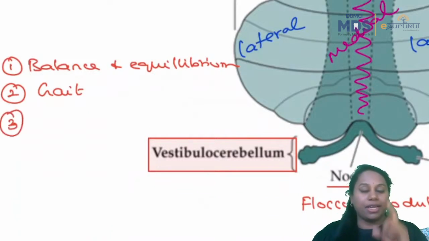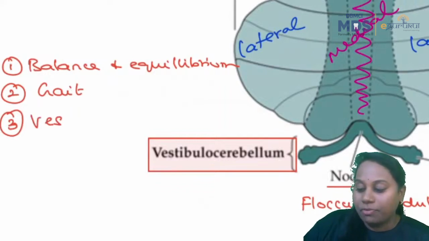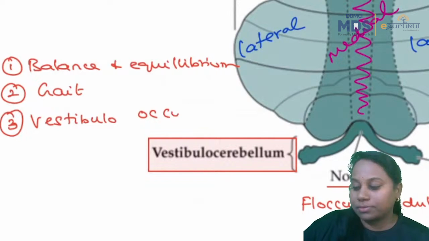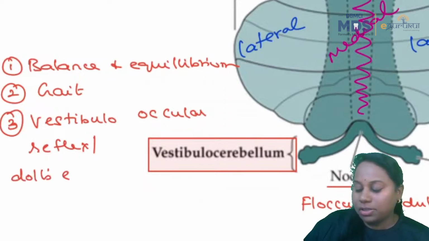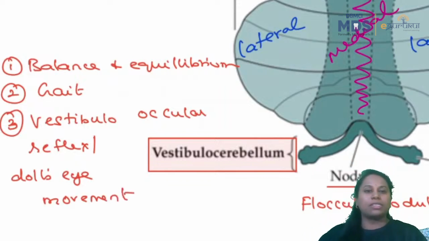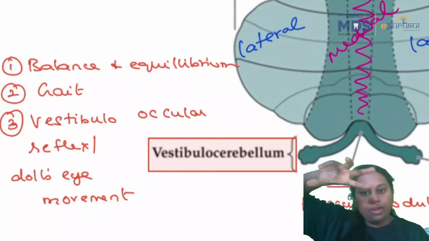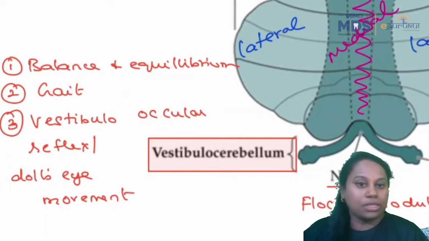Nodulus and flocculus are related to eyeball movements. So this helps in vestibulo-ocular reflex or the doll's eye movement. What is this doll's eye movement? Have you seen the eye of a Barbie toy? If you rotate the head of the toy to one side, the eyeball will go to the opposite side. This is called doll's eye movement.